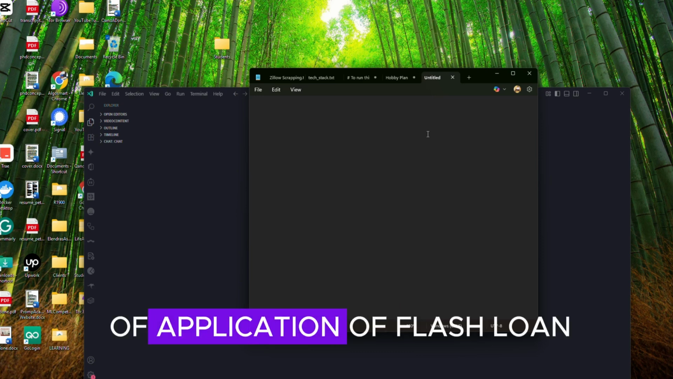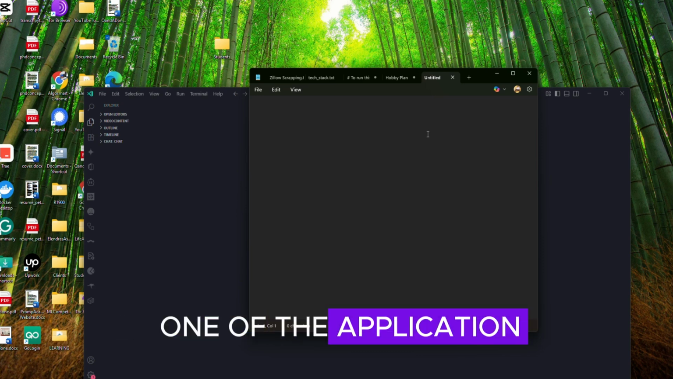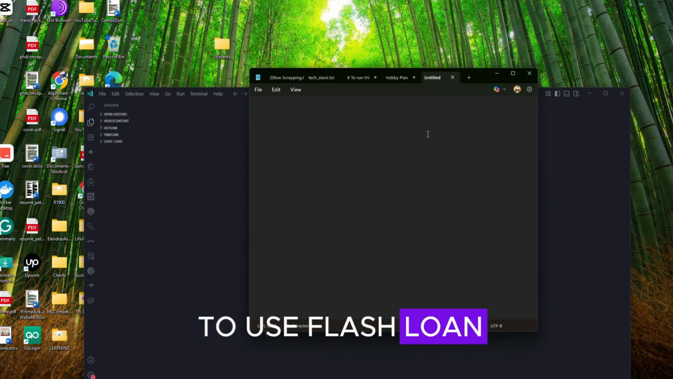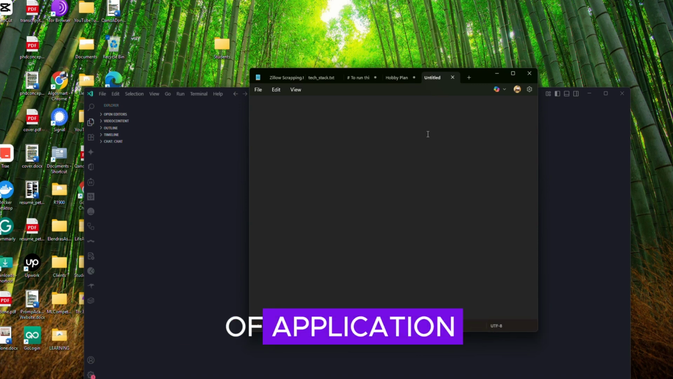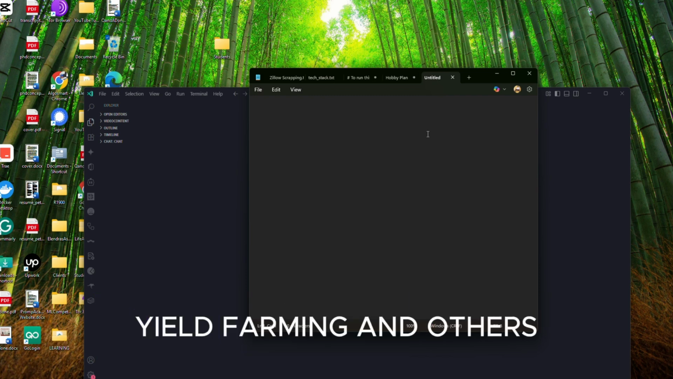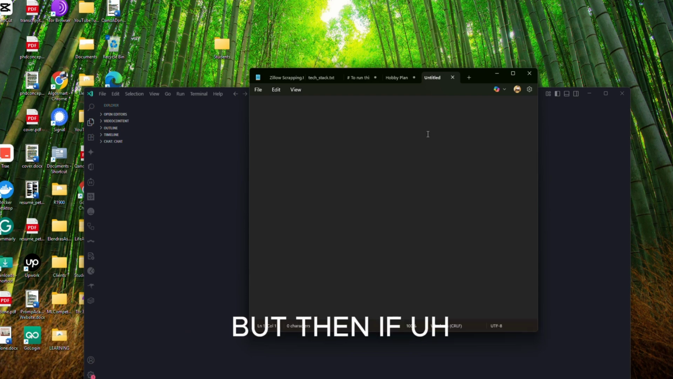There are a lot of applications of flash loans, but this is just one of them, and I'm going to help you understand how to use flash loans by using this type of application. Other applications include liquidation, yield farming, and others.